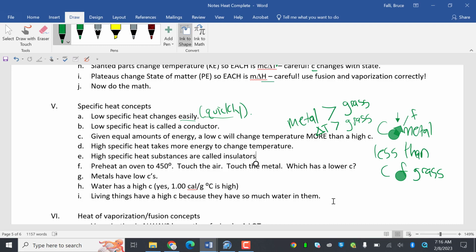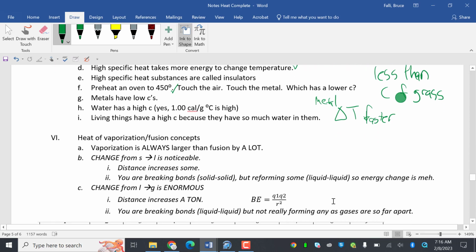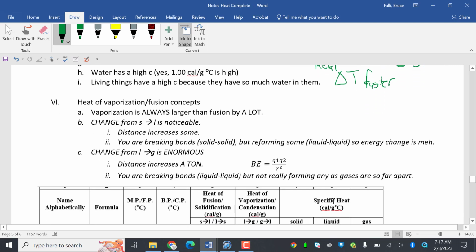High specific heat takes more energy to change temperature. We just kind of talked about that. Preheat an oven to 450. Touch the air. Now the air is 450, right? You go, oh, that's kind of hot. Touch the metal. Ah! Which has a lower C? Metal. Why? It changes temperature faster, with less energy. Metals have low C's. Water has high C. And living things have a high C because they have so much water in them.